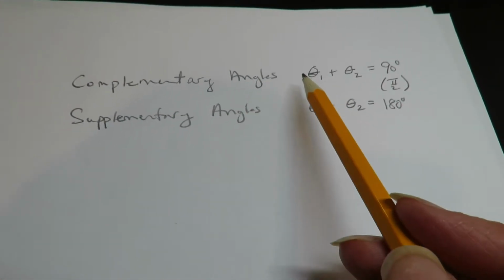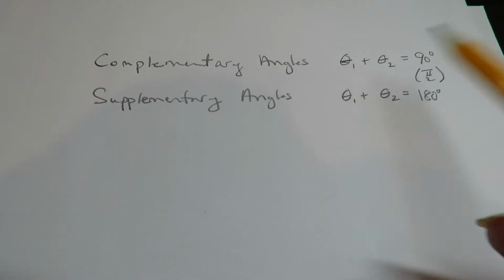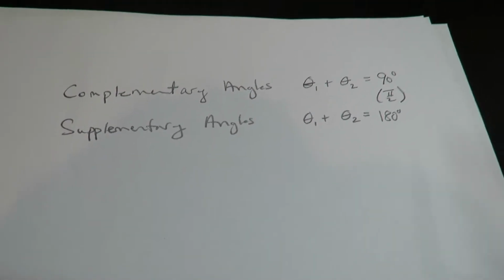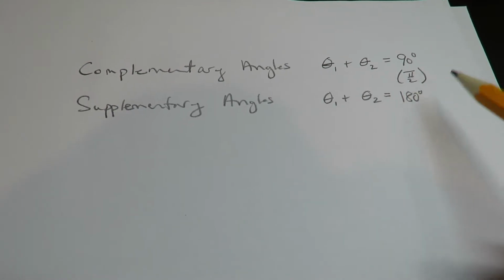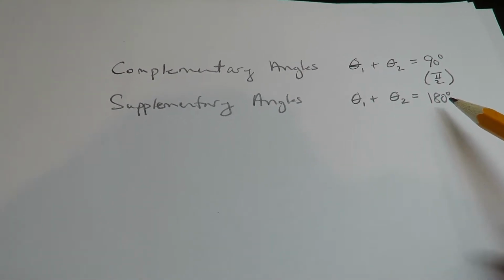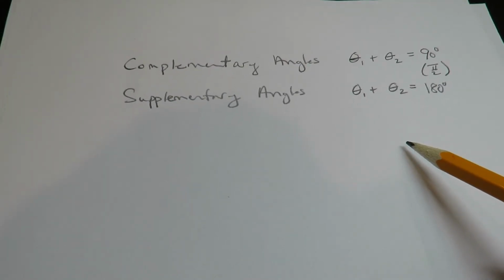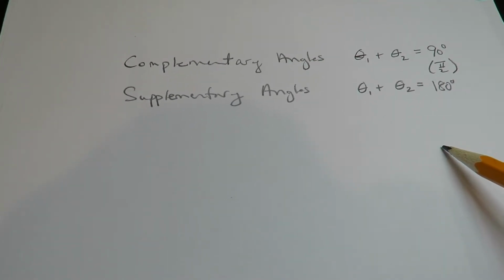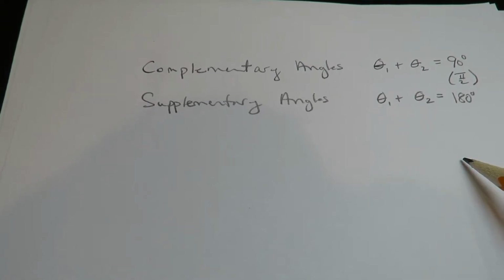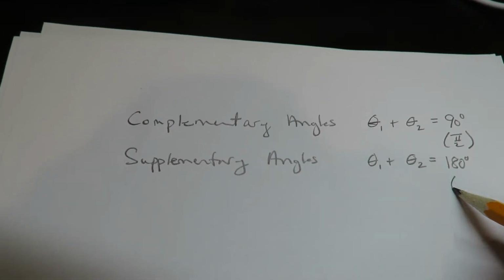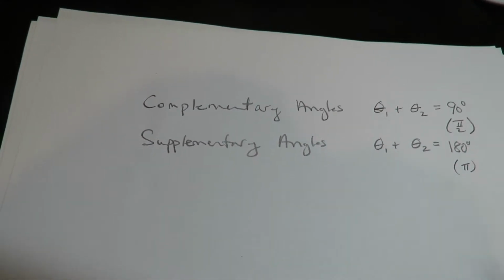So complementary angles: if you have a complementary angle, it means the 2 angles are going to add to 90 degrees if you're in degrees, or pi over 2 if you're in radians. If you have a supplementary angle, the 2 angles are going to add to 180 degrees. If you're in radians, they're going to add to pi, okay? So it just depends. Be consistent with the unit you're in.